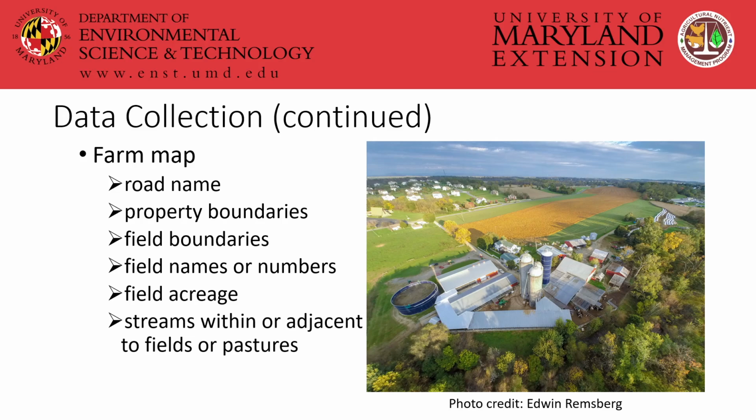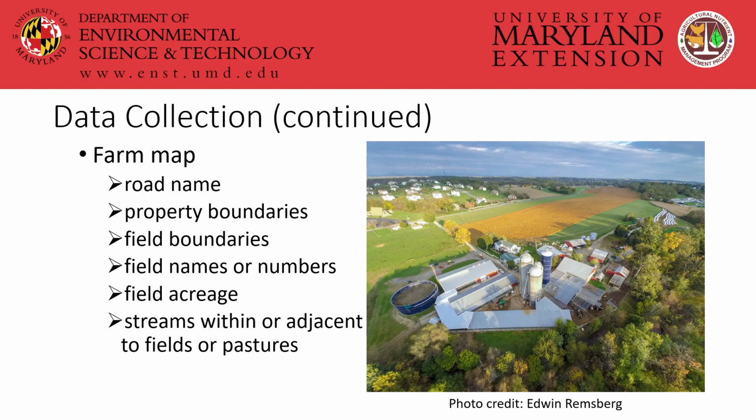Another critical piece of data that you'll need is the farm map. Sometimes farmers will already have an FSA map or a map from something else, and you're welcome to use that. You don't have to start from scratch, but it has to have certain critical information on it. We have some great mapping software available on our website that you can use.